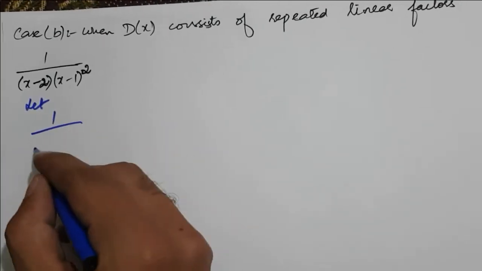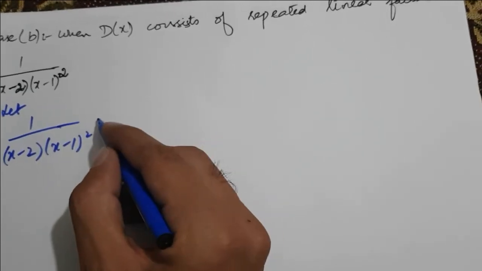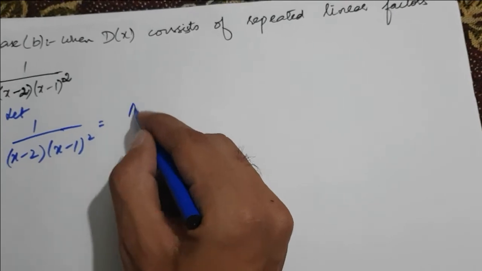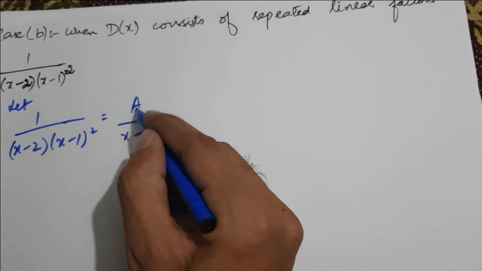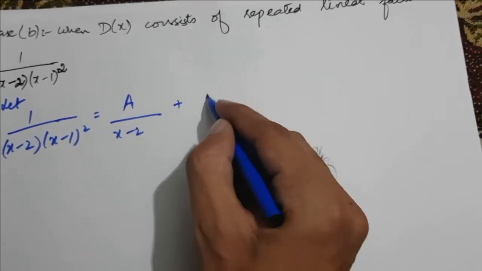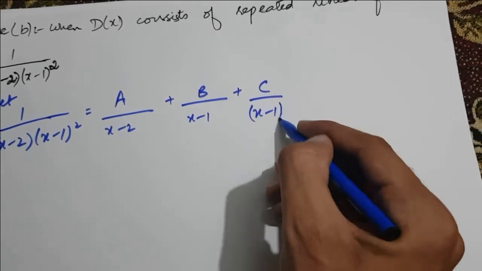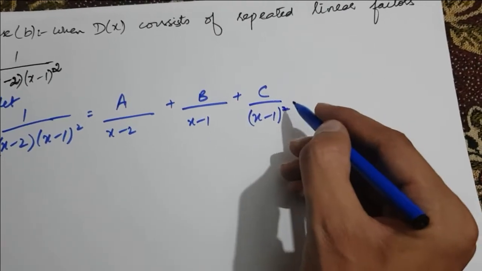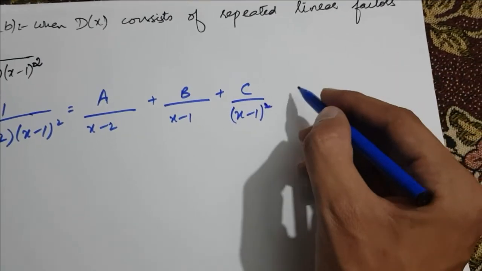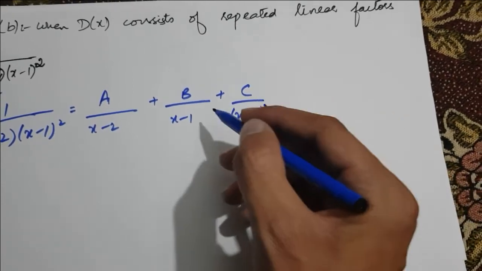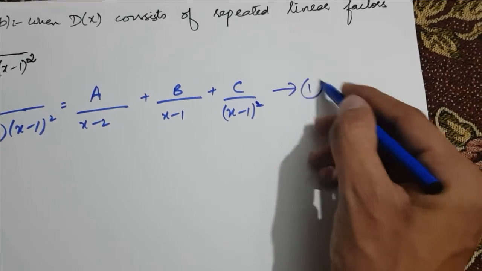Let 1 over (x minus 2) into (x minus 1) whole square equal a over (x minus 2), which is a non-repeated linear factor, plus b over (x minus 1) plus c over (x minus 1) whole square. Since x minus 1 is a repeated linear factor, we write it in the form of b over (x minus 1) plus c over (x minus 1) whole square. We name this equation as equation number 1.